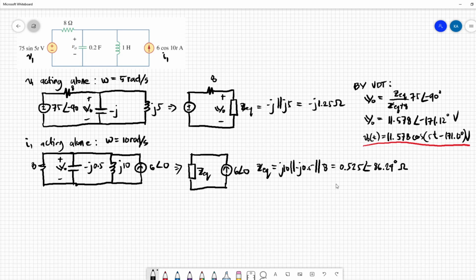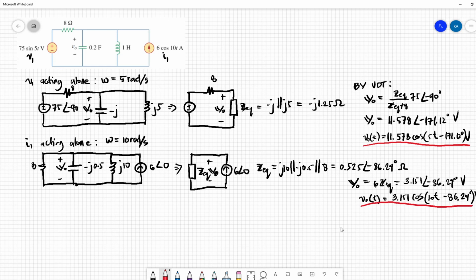So by Ohm's law, our VO is equivalent to 6 times ZEQ, equal to 3.151 angle of negative 86.24, or in time domain, so our VO, so our combined response due to the two sources is equivalent to these two responses.